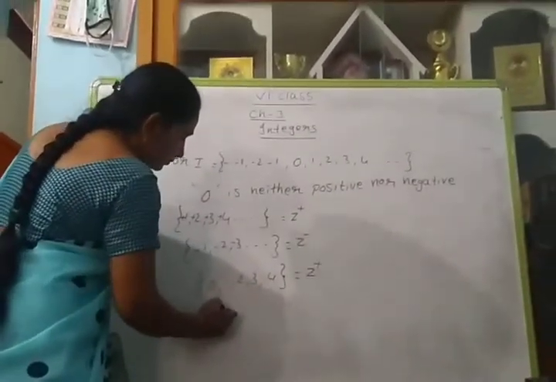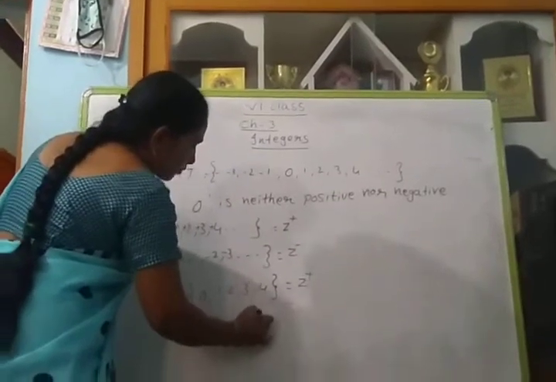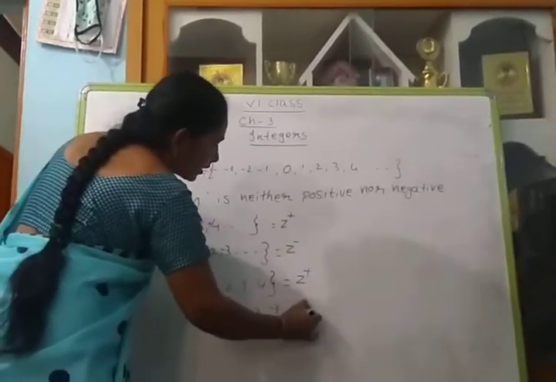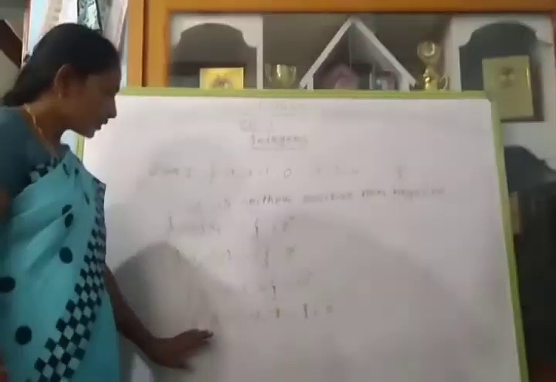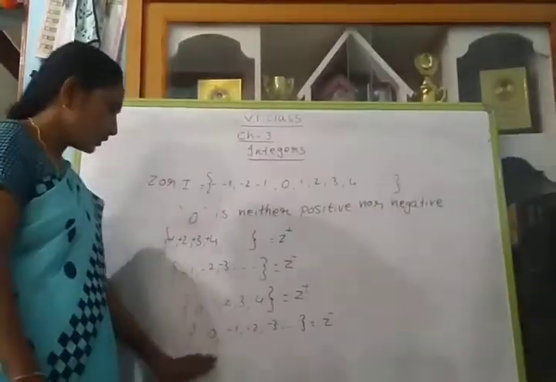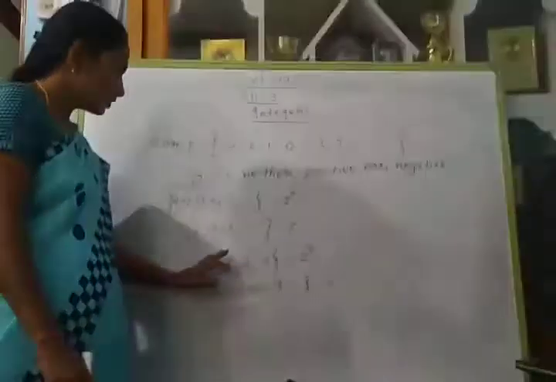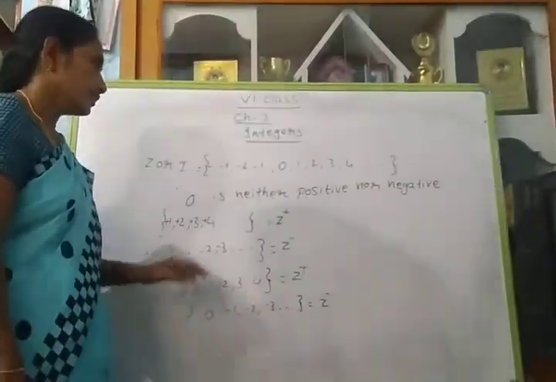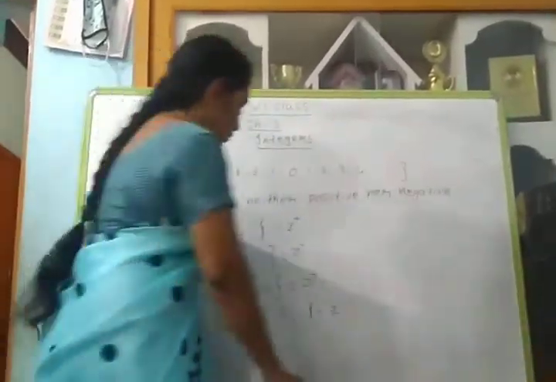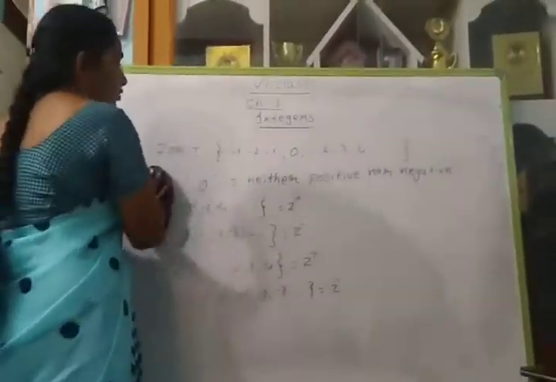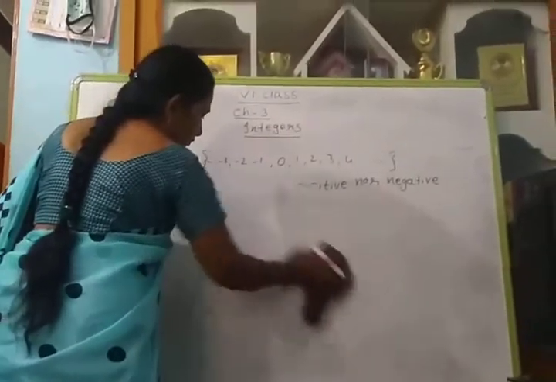Next, 0, minus 1, minus 2, minus 3. These are non-positive integers. This set is called non-positive integers. And this is non-negative integers. So 0 is neither positive nor negative.